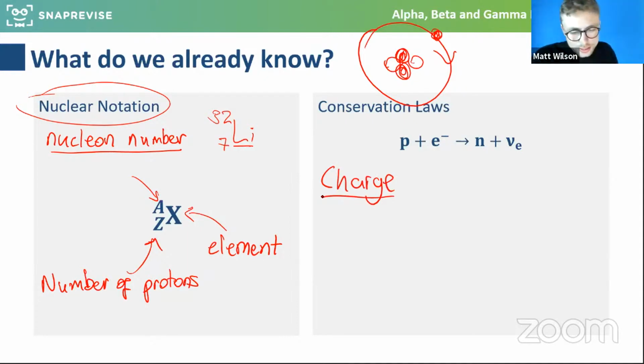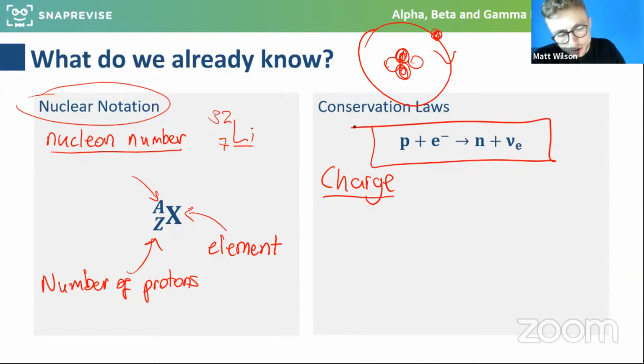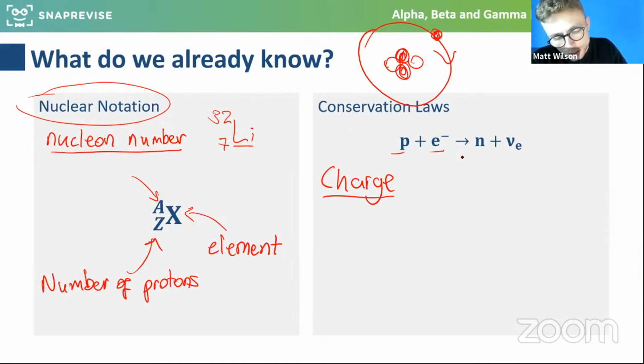So let's say I tell you that this reaction at the top here occurs. This is a proton, an electron, a neutron, and something called an electron neutrino, which we'll talk a bit more about later. If I tell you this reaction can occur, then that means that the charge must be conserved. So let's look at the charge of each particle and check that the charge is the same before as it is afterwards. So what's the charge of a proton? The charge of a proton is +1.